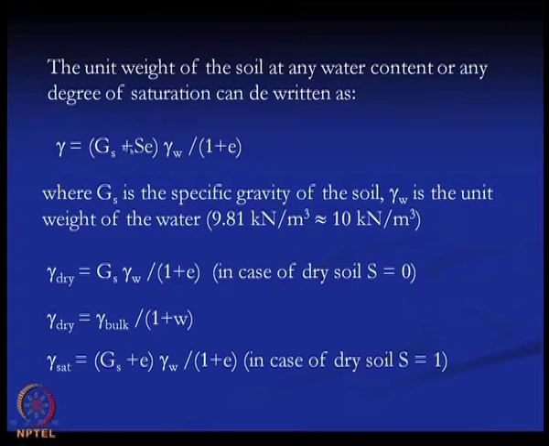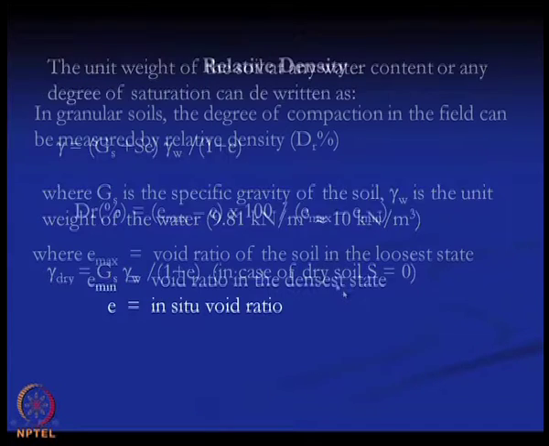Similarly, gamma sat, if I put for the gamma saturated, if the soil is completely saturated, then S value will be equal to 1. So, in that case, S value is equal to 1, then this equation becomes this one if it is a completely saturated soil. So, for the saturated soil, this equation becomes (Gs plus E) gamma W divided by (1 plus E), because in that case S is equal to 1.